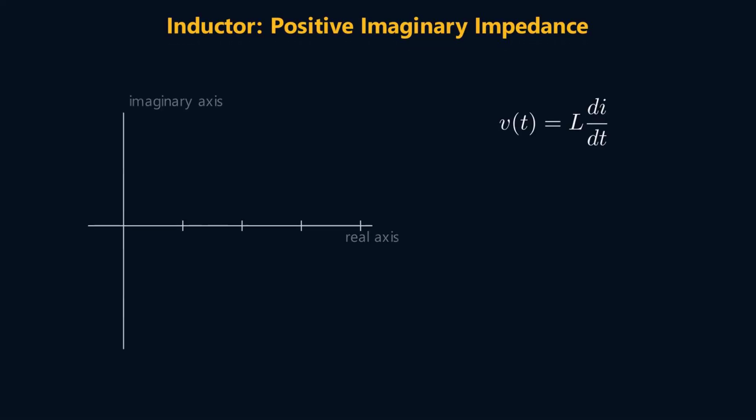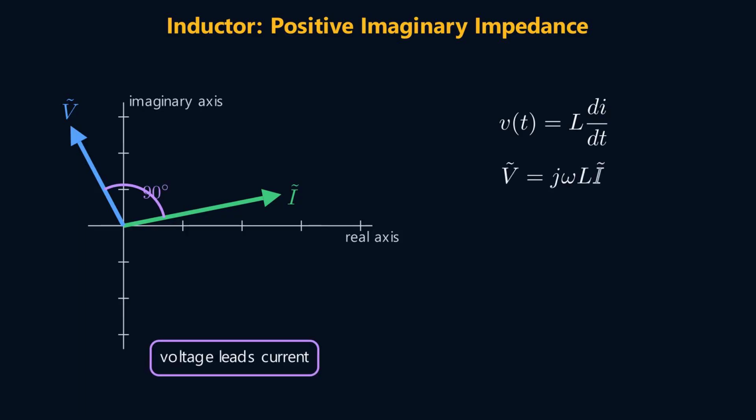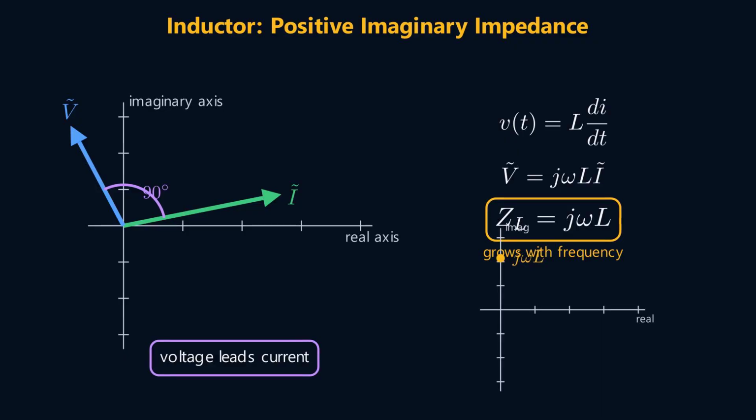Now the inductor. In the time domain, v equals L di over dt. A derivative in sinusoidal steady state contributes a factor of j omega. So the phasor equation becomes V equals j omega L I. That means the impedance of an inductor is Z sub L equals j omega L. The j places it on the positive imaginary axis, and voltage leads current by 90 degrees. As frequency rises, the inductive magnitude grows.